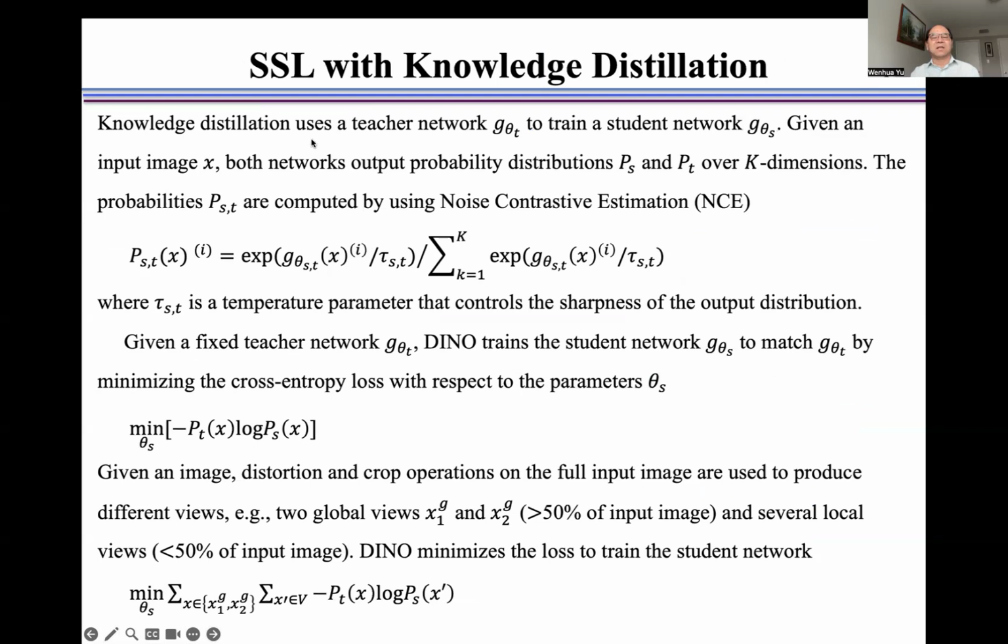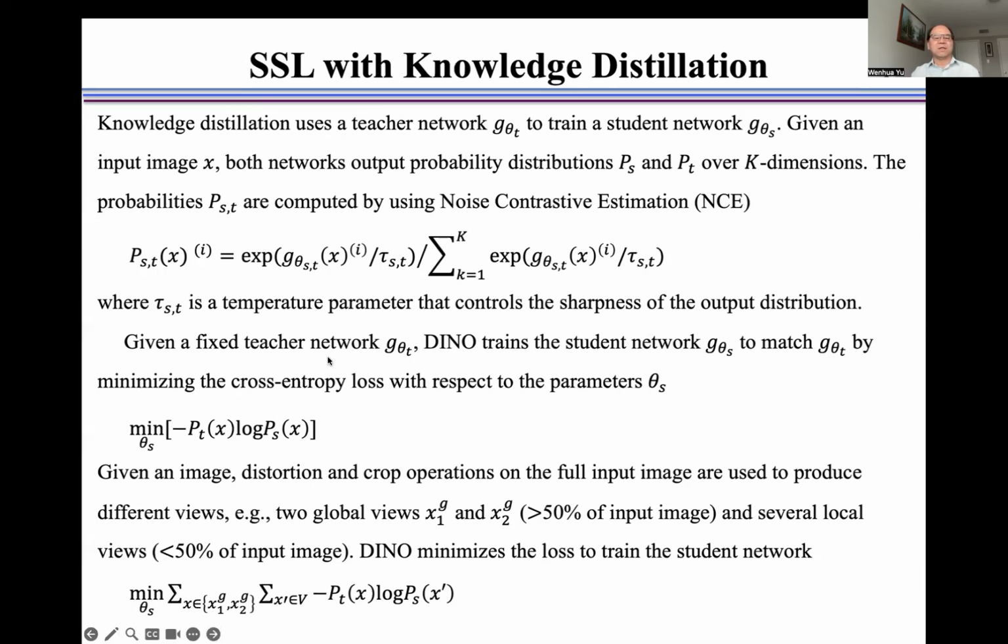Knowledge distillation uses a teacher network g theta t to train a student network g theta s, given an input image as x. Both networks output probability distributions Ps and Pt over K dimensions. The probabilities Ps and Pt are computed by using a softmax, as shown here, where tau is a temperature parameter that controls the sharpness of the output distribution.